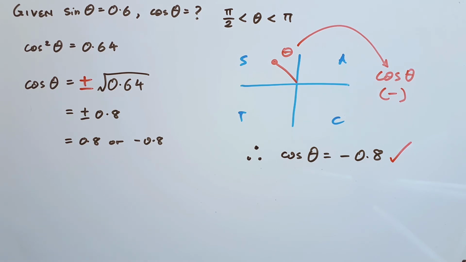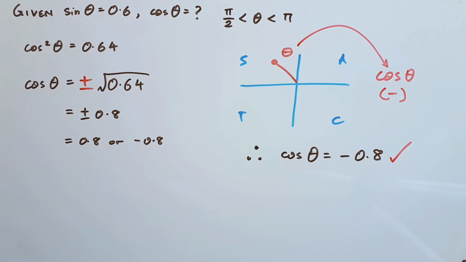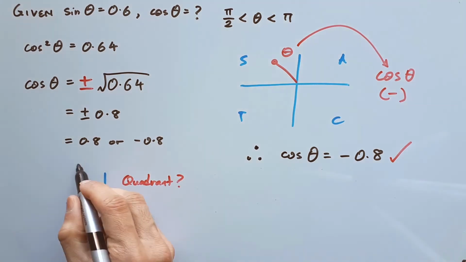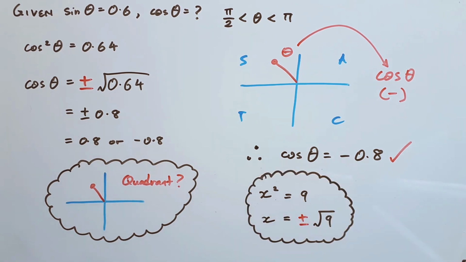So, remember, there are two key pieces of information you need in order to do these types of questions correctly. The first key is to examine theta's quadrant, and the second key is to write the plus minus symbol every time you convert the power of 2 into the square root form. The second key also applies to many scenarios outside of trigonometry, so be on the lookout for that.